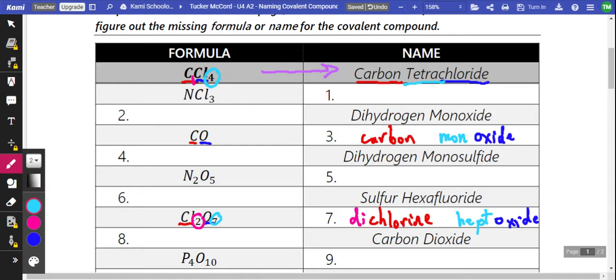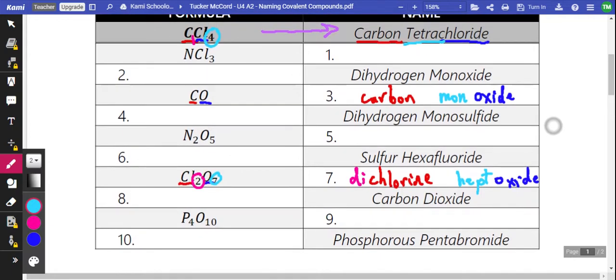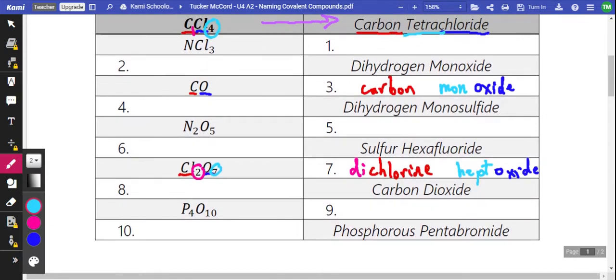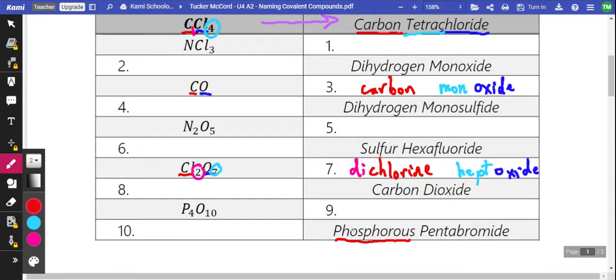Now we can also go the other direction. Let's say I've got phosphorus pentabromide. We'll do this last one. I've got 2 elements here. Phosphorus is the first one, and bromine is the second one. If I go look up on the periodic table what each of these are, phosphorus is P, and bromine, which got changed into bromide, is Br.